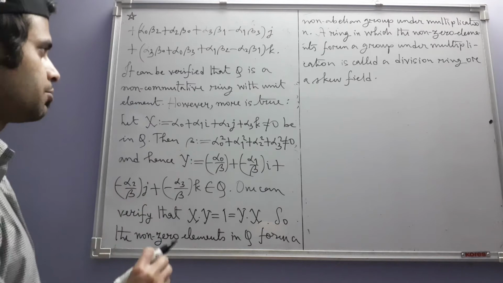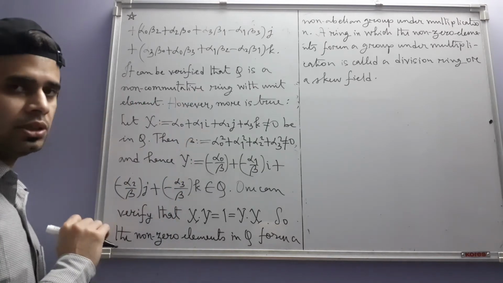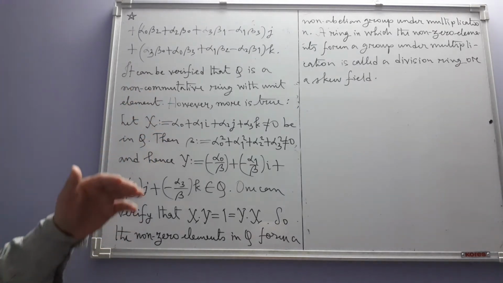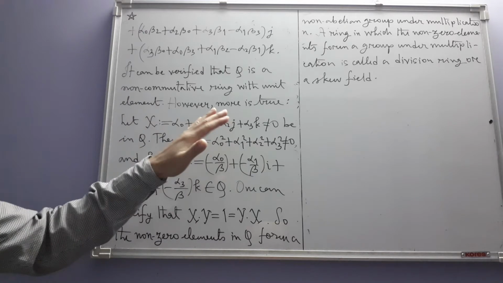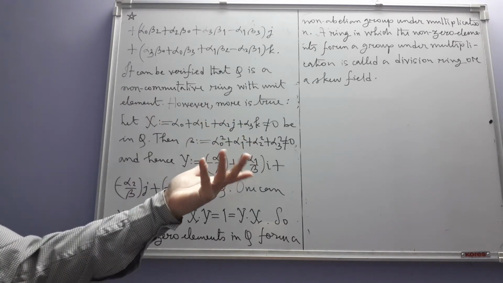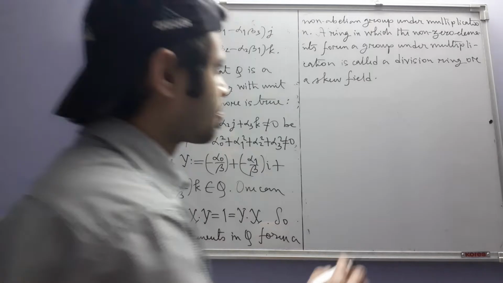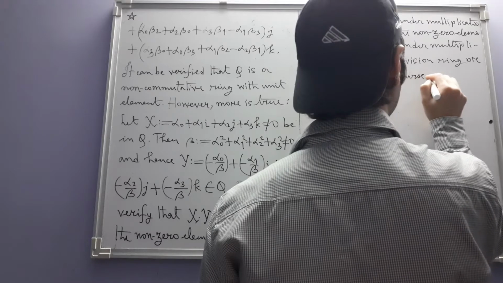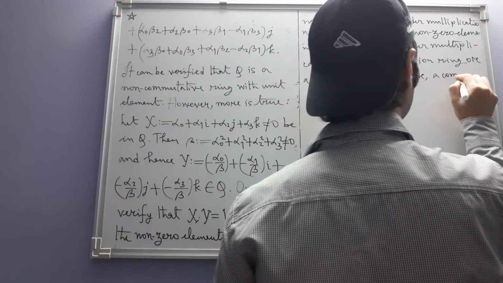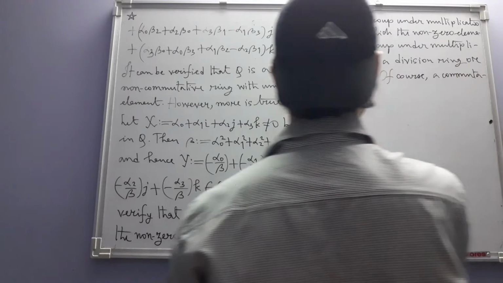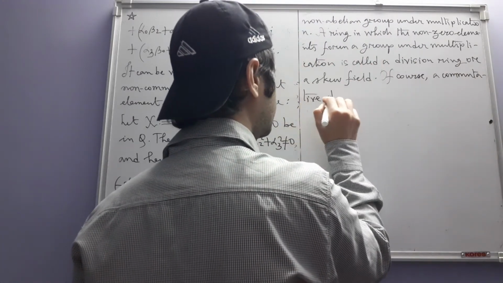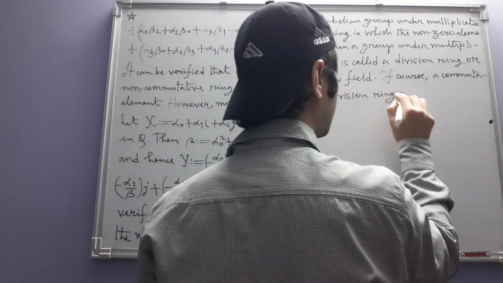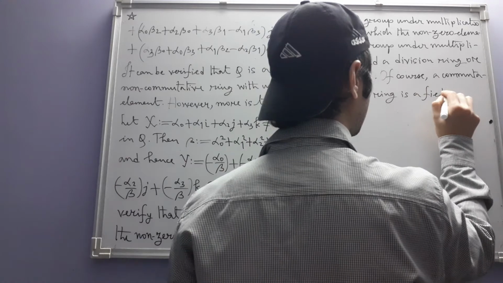There is only one more property that needs to be checked for it to be a field. If a skew field or a division ring is commutative additionally, if the multiplication is commutative, then of course it's a field. Otherwise it's not a field. Okay, so of course a commutative division ring is a field.